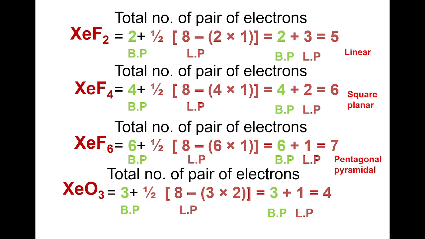Then if you look at the XeO3 shape, the total pairs of electrons will be 4. Three oxygens surround the xenon atom, so xenon is the central atom and 3 oxygens surround the xenon. So the number of bond pairs is 3. Lone pairs: half of 8 minus 3 into 2. So we'll get 3 bond pairs and 1 lone pair. So 4 is the total pairs of electrons. So 3 bond pairs, 1 lone pair. The shape will be trigonal pyramidal. Okay.